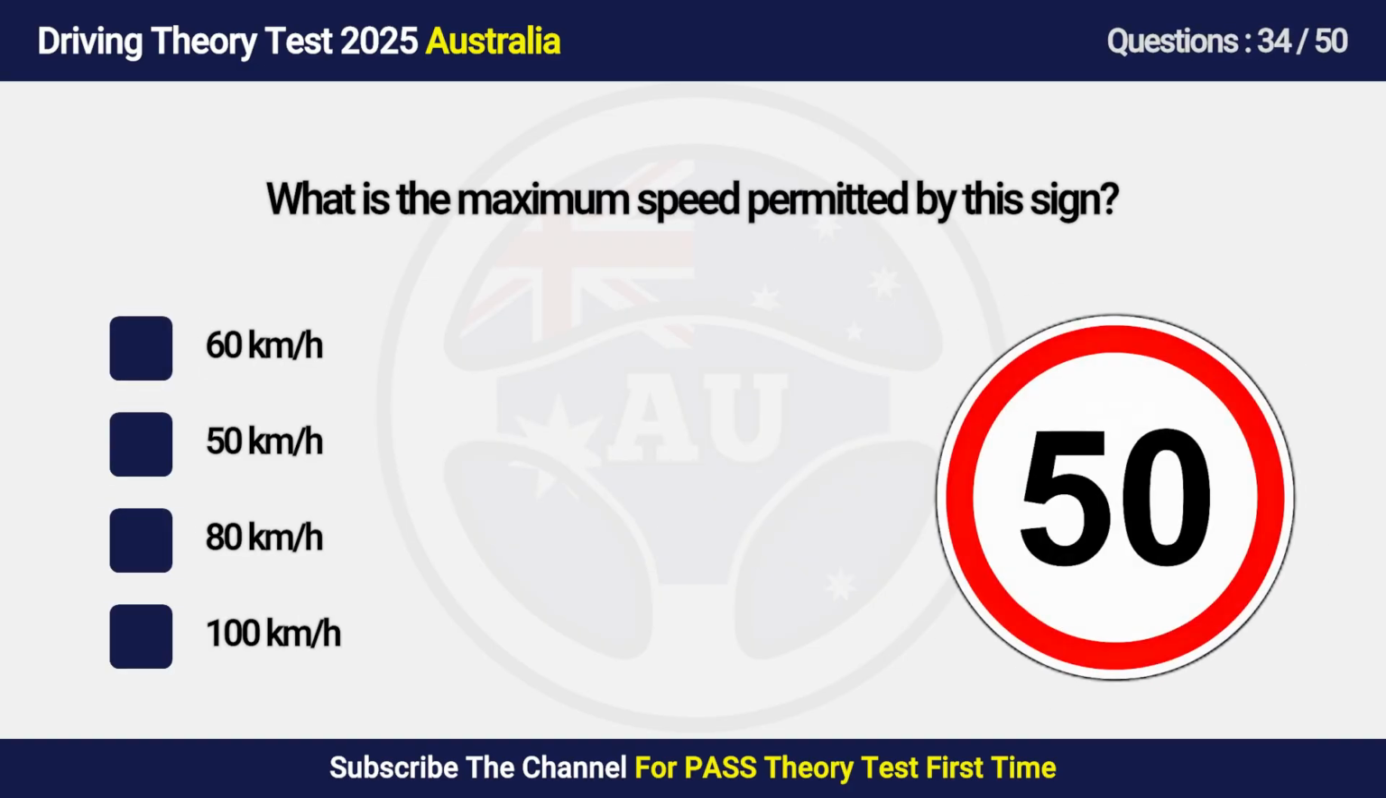A. 60 km per hour. B. 50 km per hour. C. 80 km per hour. D. 100 km per hour.